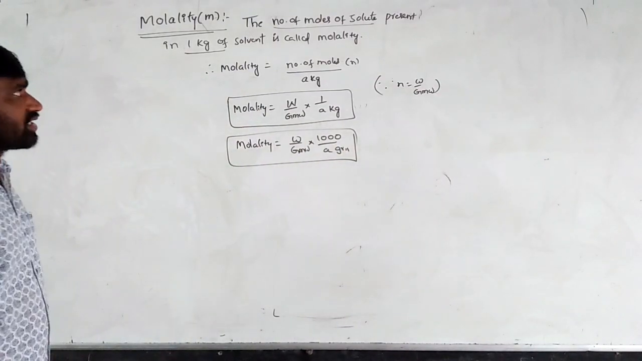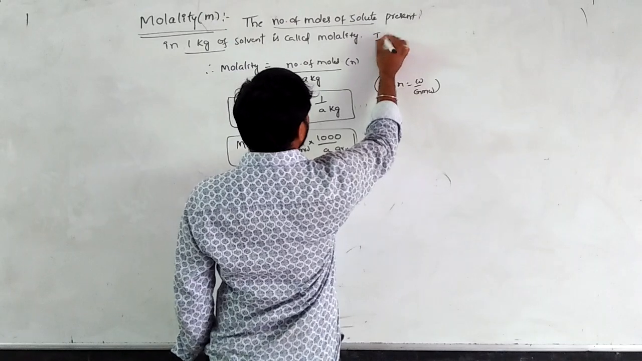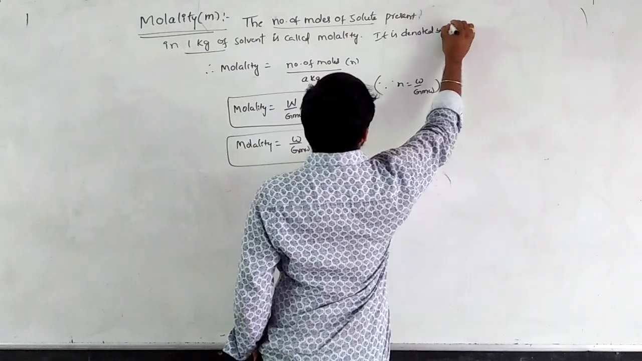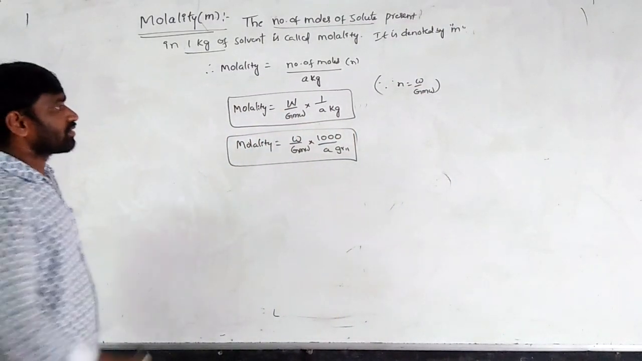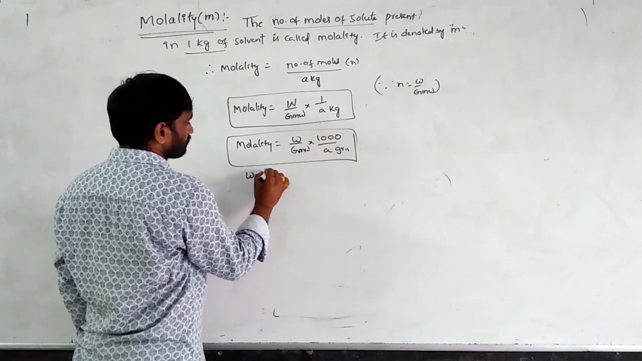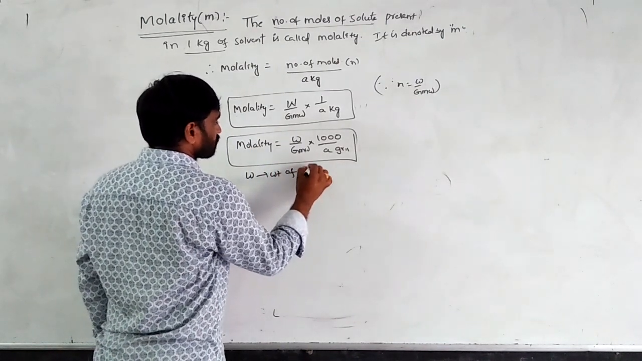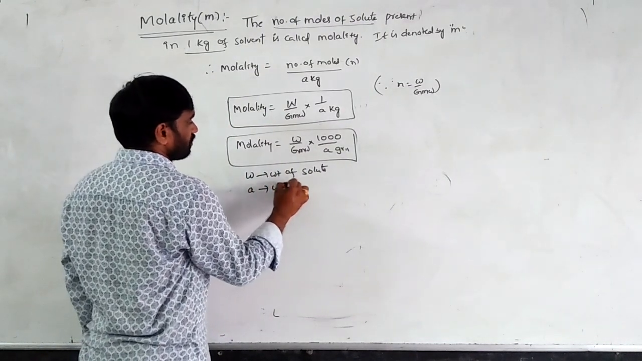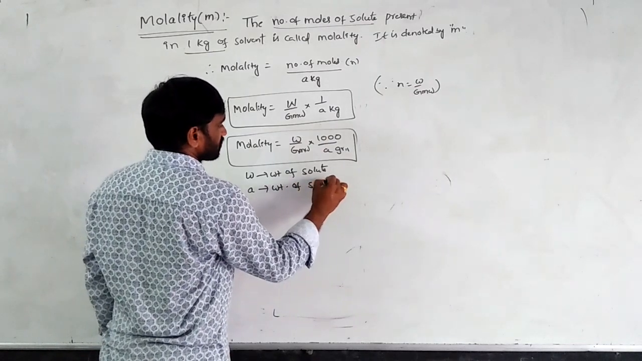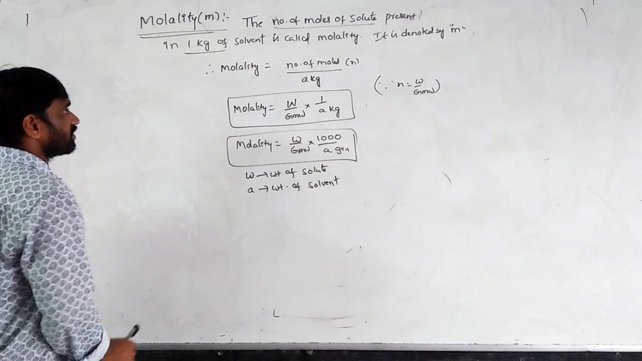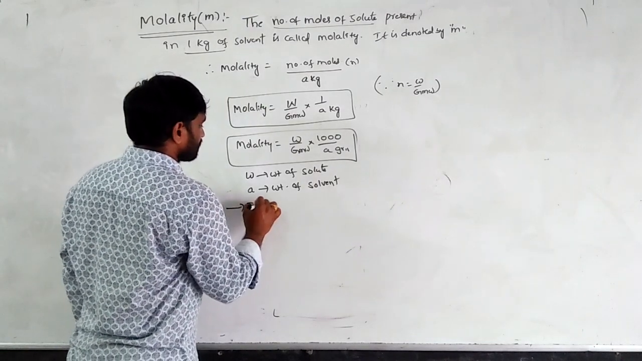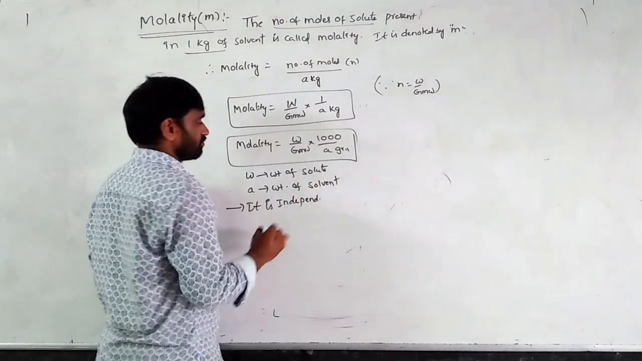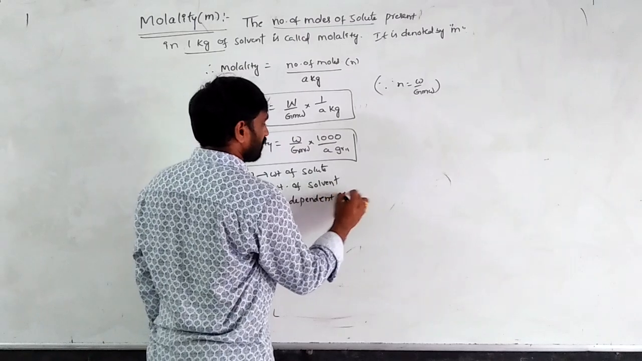Molality is denoted by the letter small m. Where W equals the weight of solute and A equals the weight of solvent. It is independent of temperature.